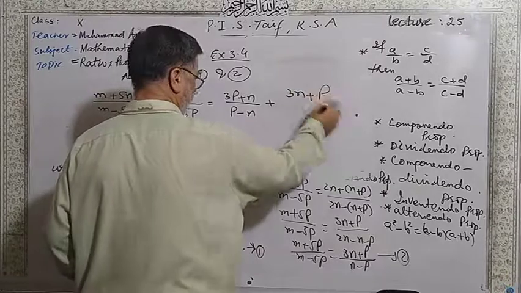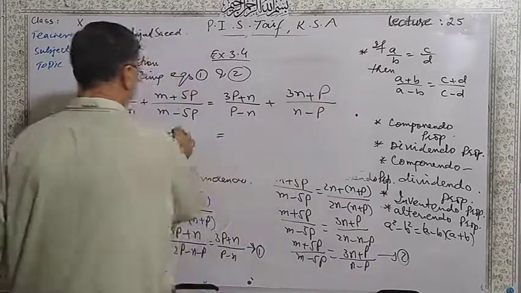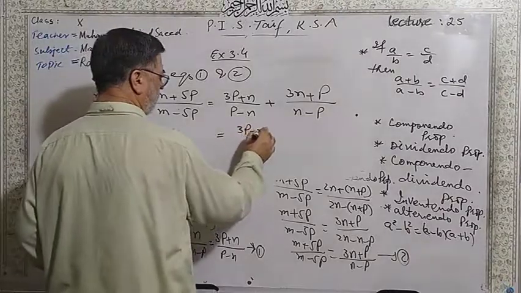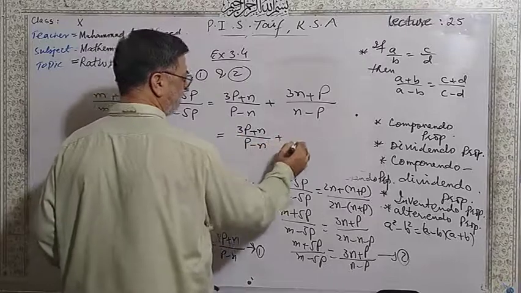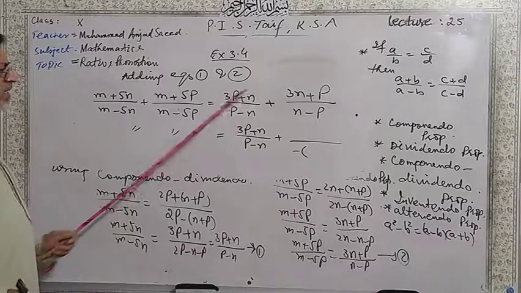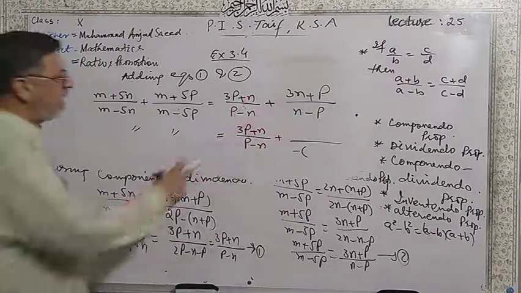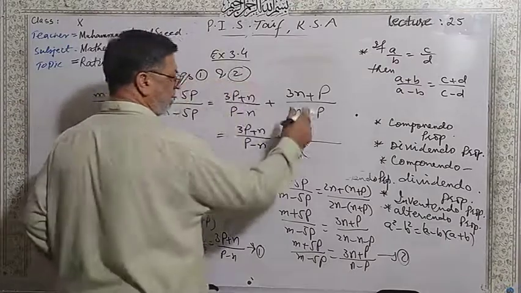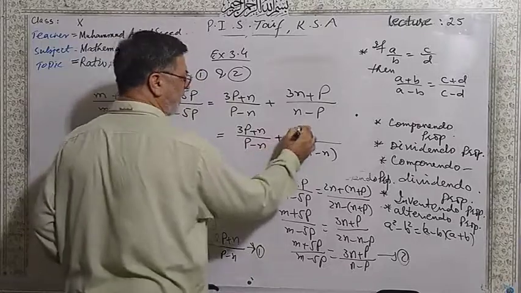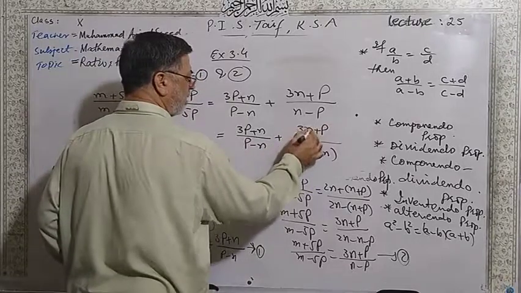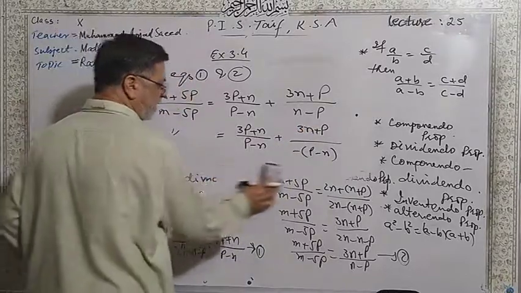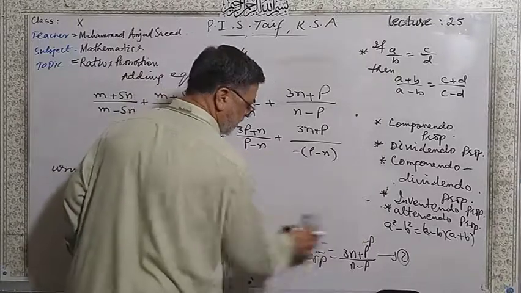We get (3n plus p) over (n minus p), left hand side as it is, plus (3p plus n) over (p minus n). Take minus common from the denominator here. Actually here p was positive, n negative. When you take minus common, the internal signs will change: p becomes negative and n becomes positive. So you will get the same denominator. In this way, you can take the LCM very easily, and after simplification you will get your answer as 2.